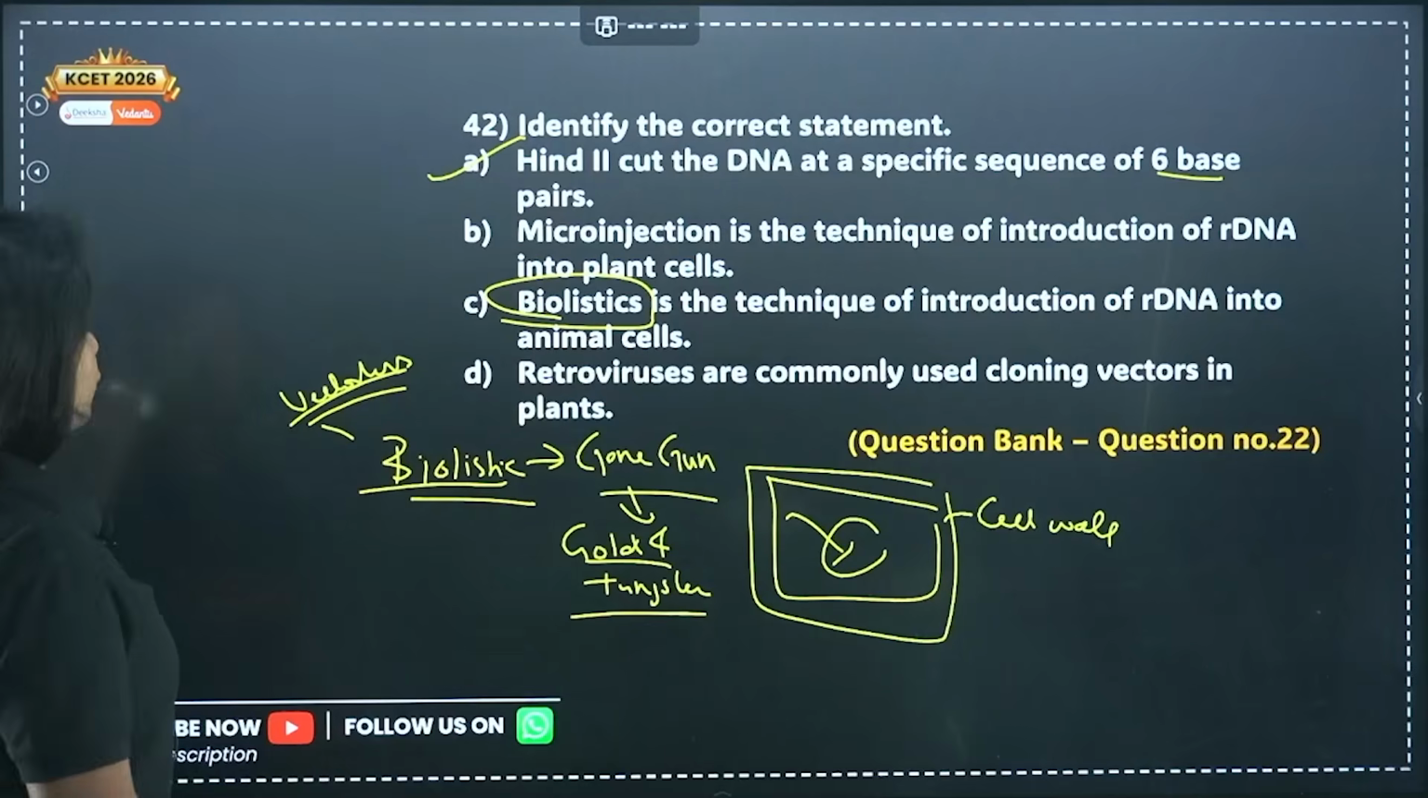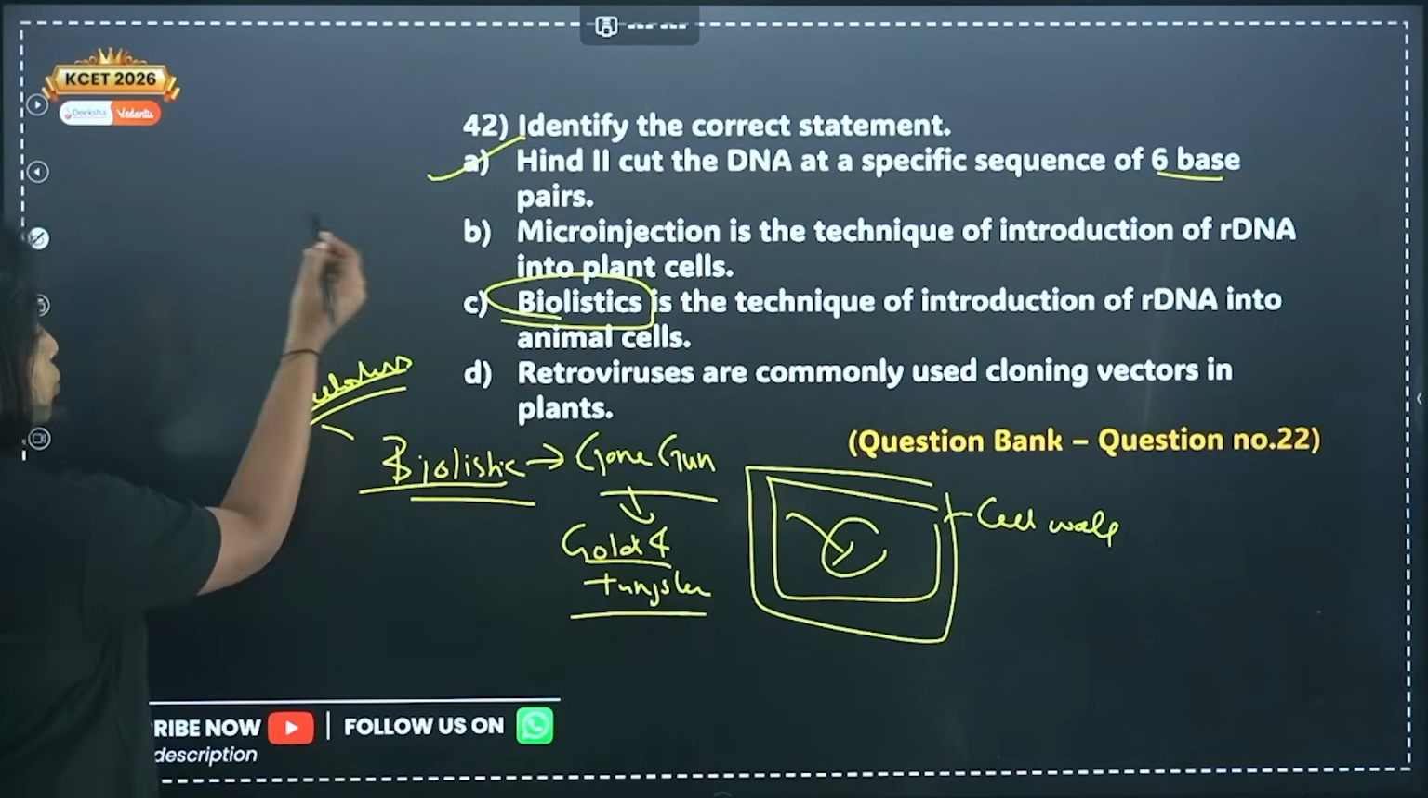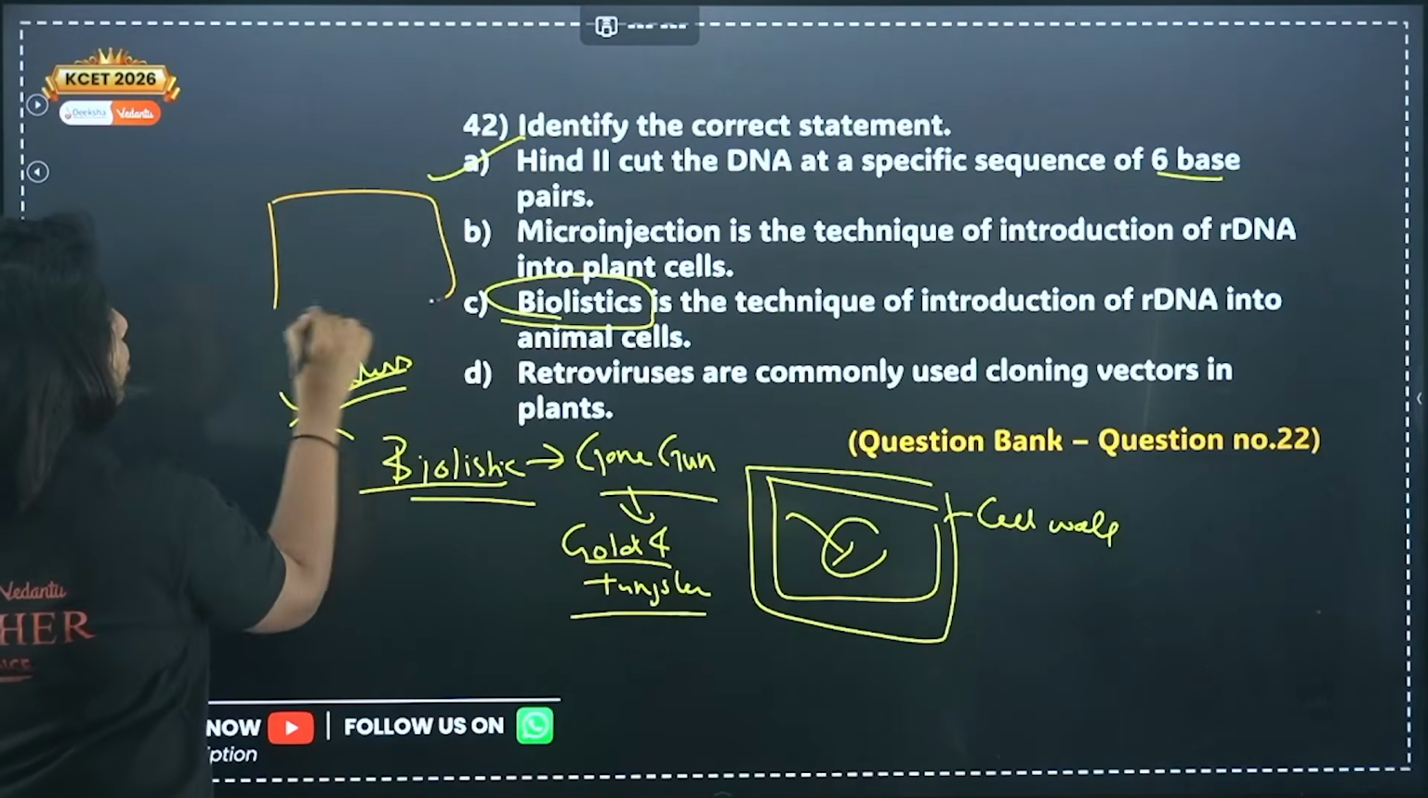Now there is one more method for animals. For animals, my dear children, do they have a cell wall? No. So it is pretty easy for letting things inside.